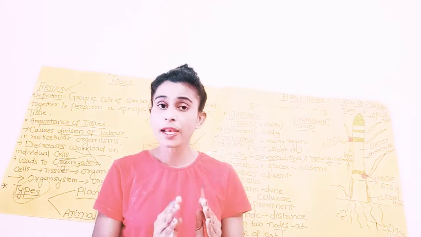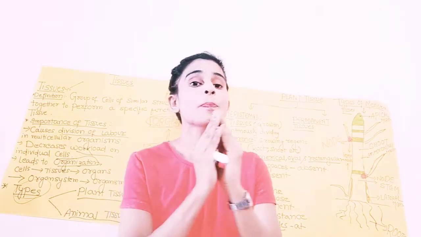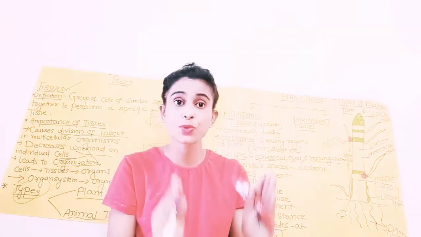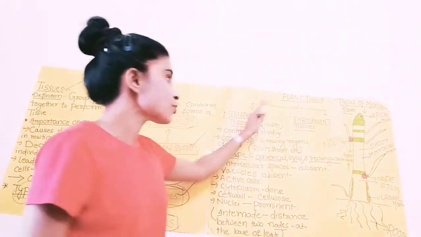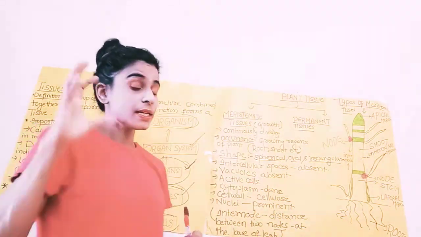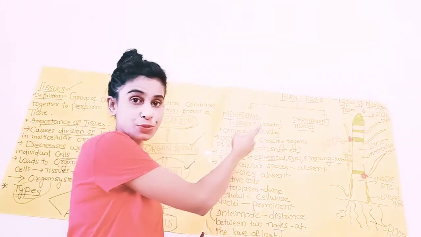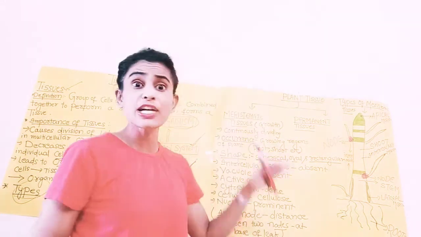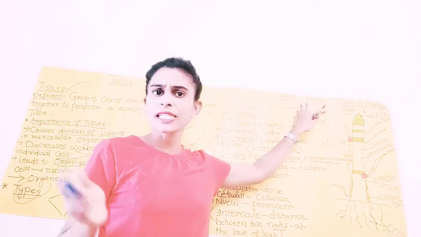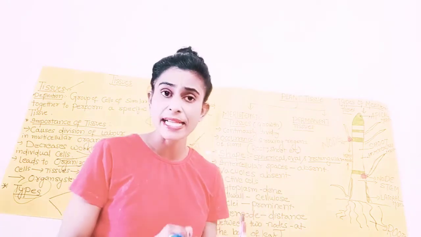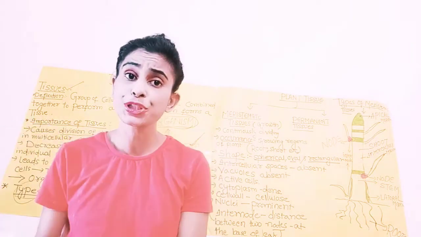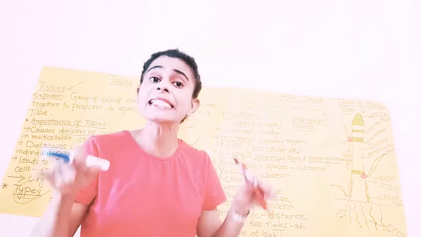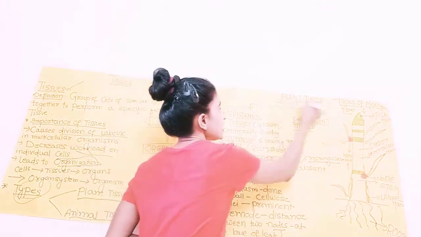First of all, we are going to discuss only plant tissue. Just focus only on plant tissue for now. Full concentration should be on plant tissues: where it is present, why it is used, what is the necessity of plant tissues. When a group of cells in a plant forms a team, it is called plant tissue.